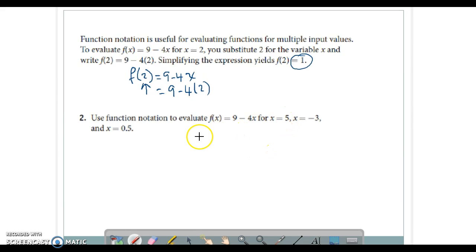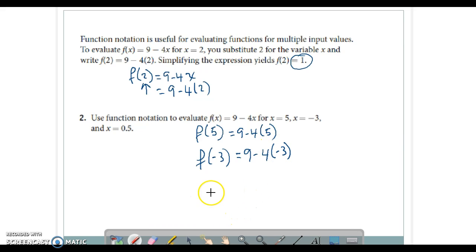In this particular case, they wrote x equals 5. They could have written f of 5. What are they asking me to do? Well, they want me to plug in 5 for x and solve. They could just as easily say f of negative 3. What do they want me to plug in for x? They want me to plug in negative 3. F of 0.5, plug in 0.5. And we can solve those out to find what the ordered pair is.